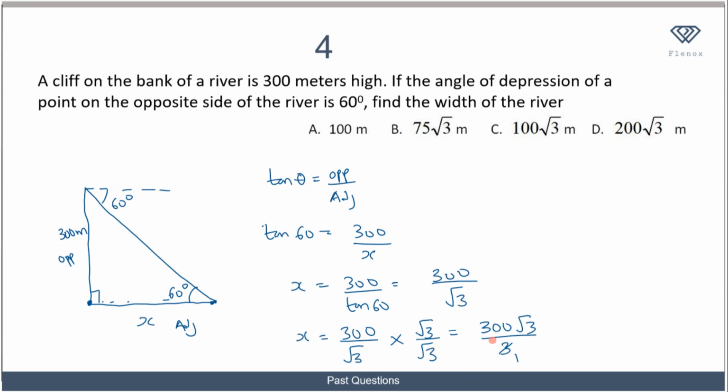Now 3 in 300 gives me 100. And that becomes what? 100 root 3 meters. So the distance from the foot of the cliff to the opposite end of the river, which is the width of the river, is 100 root 3 meters. And that makes the correct option to this question option C.